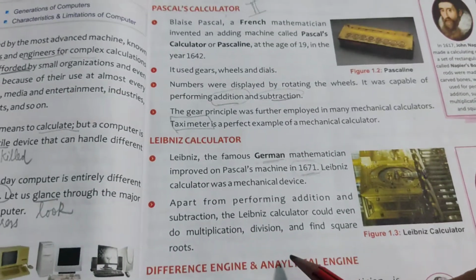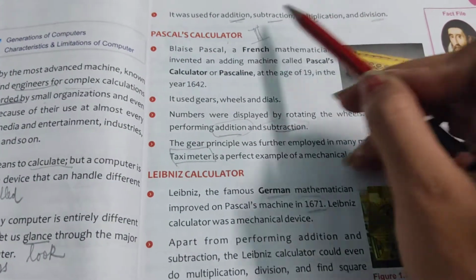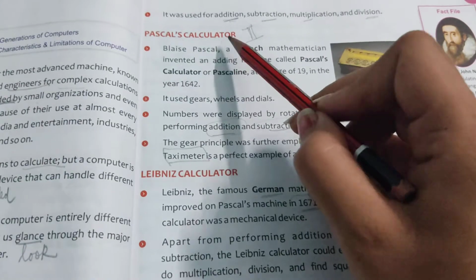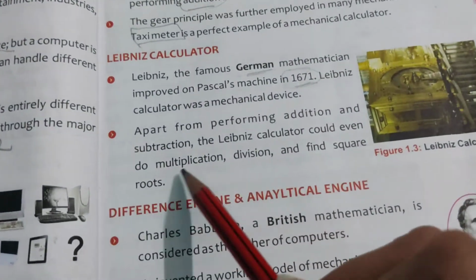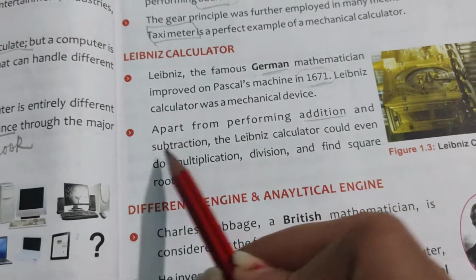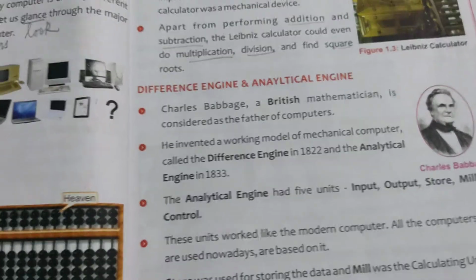Now we have learned that in abacus 4 things were there: addition, subtraction, multiplication and division. Second one was Pascal's calculator. Only 2 things were there: addition and subtraction. But in this third one, 5 things were there: addition, subtraction, multiplication, division and square root.